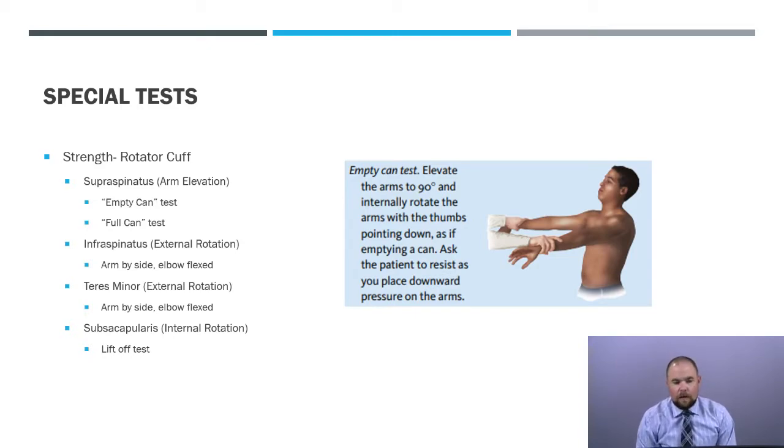Infraspinatus, basically for that one, you put your arm by the side with the elbow flexed, and then you're going to have them resist your force by pushing in towards their stomach. Then there's the teres minor, with a similar evaluation as far as resisted external rotation. And then the subscapularis, so we look at with the liftoff test or the belly press test to get further evaluation if that tendon or muscle is injured or dysfunctional.